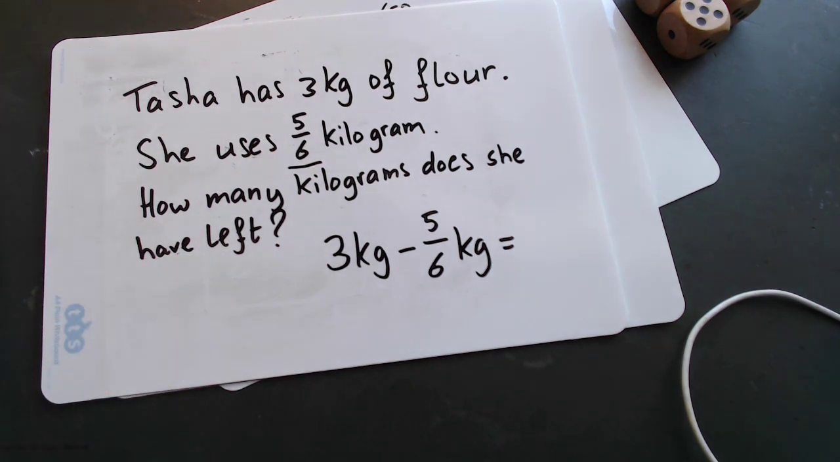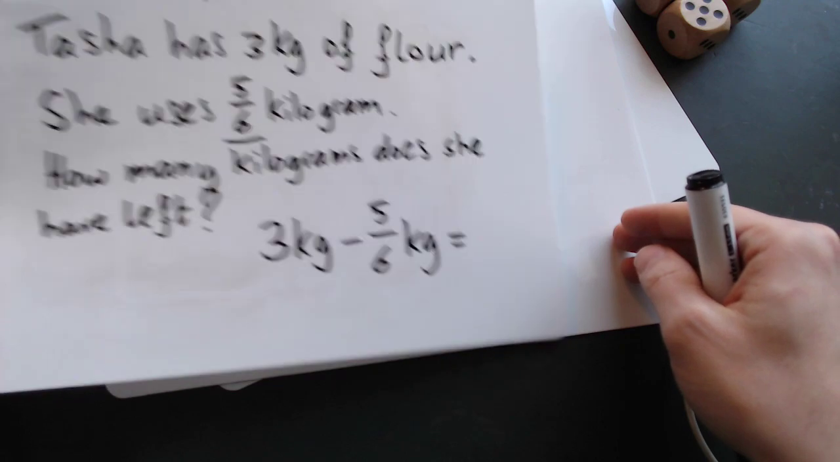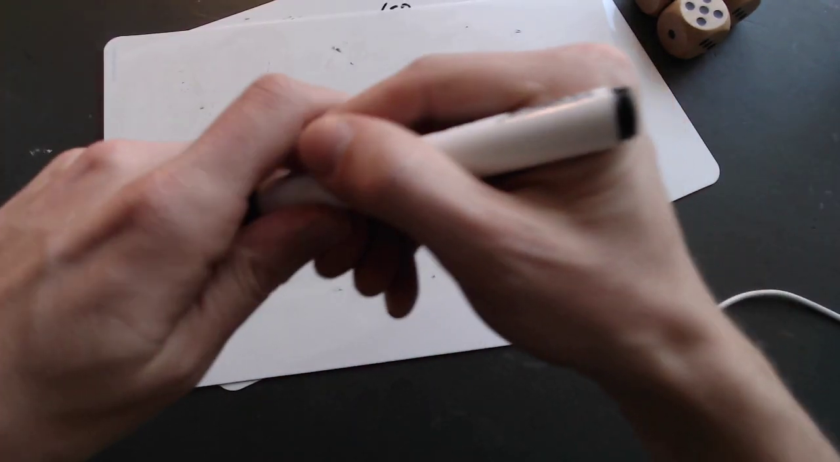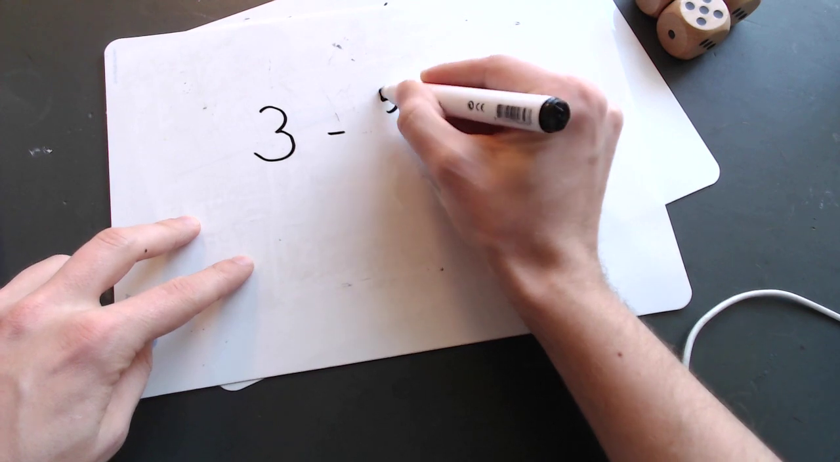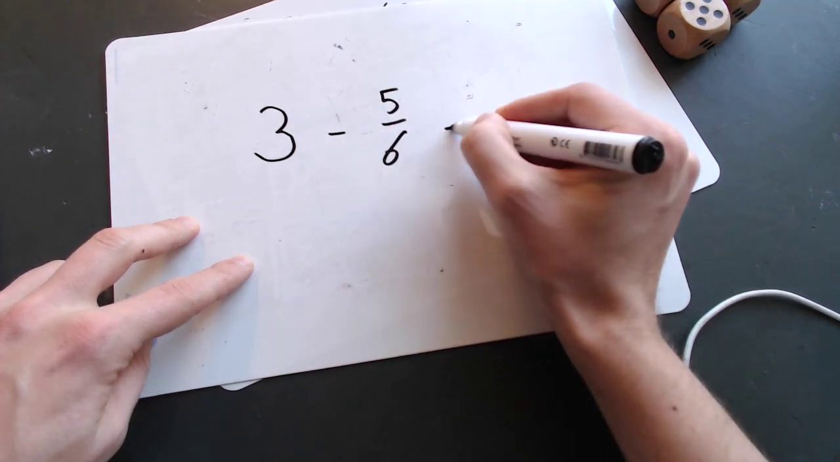So the first step is this. The first step is identifying the sum, writing the sum down, knowing what you have to calculate. So now we know that this is the sum. So I'm just going to get another board to write it down a little bit bigger. So our sum basically is 3 take away 5 over 6.